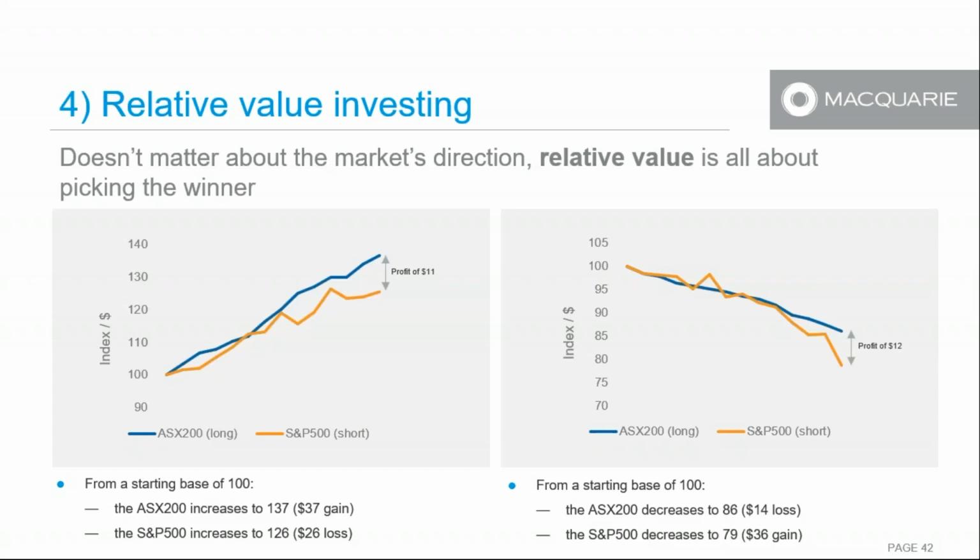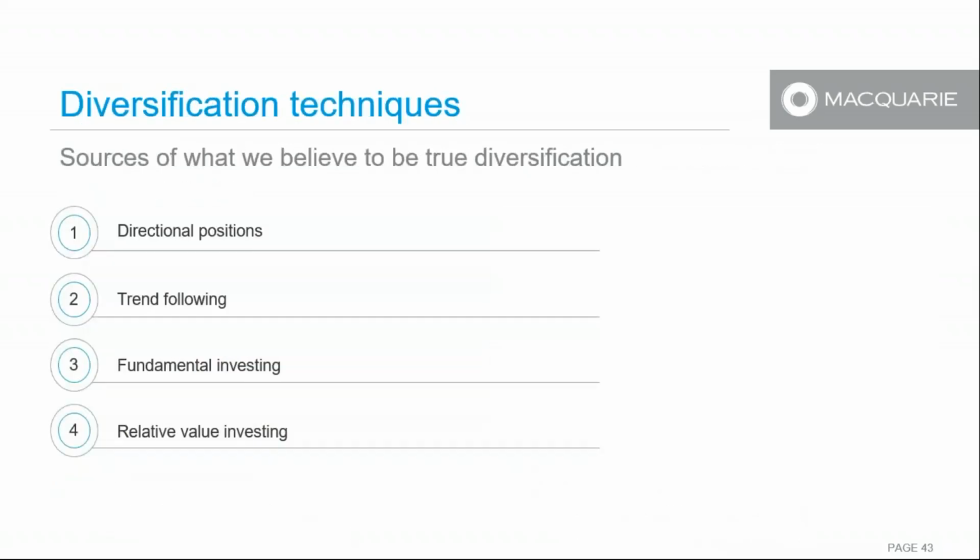Again, this technique can be used to diversify a traditional bond and equity portfolio. So to recap this section, alternative managers simply have a broader opportunity set by utilizing different instruments that allow them to gain exposure to different markets. The 4 techniques I have gone through that allow alternative managers to develop uncorrelated returns are through the use of directional positions, trend following, fundamental investing, and relative value investing.